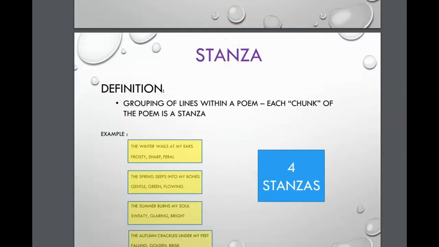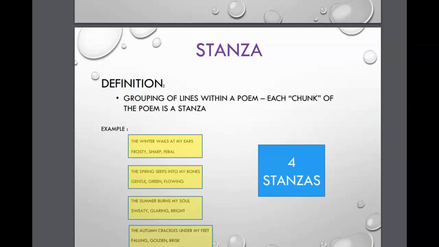And our final term is the stanza. Stanzas are a grouping of lines within a poem, basically like chunks. And each chunk in that poem we simply call a stanza. We can separate them out by seeing the visual space that gets left between them. They will literally add a space between each stanza.